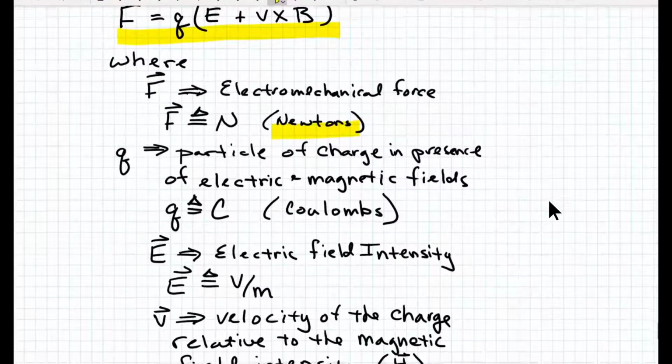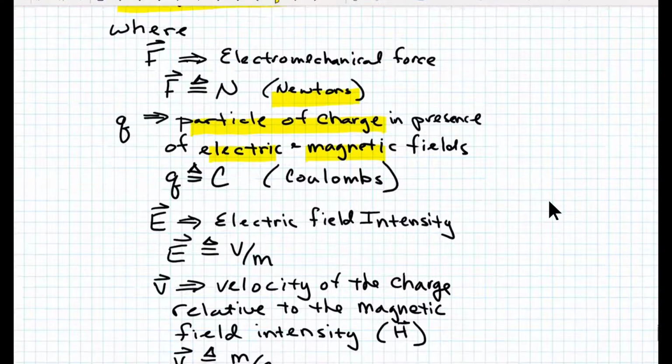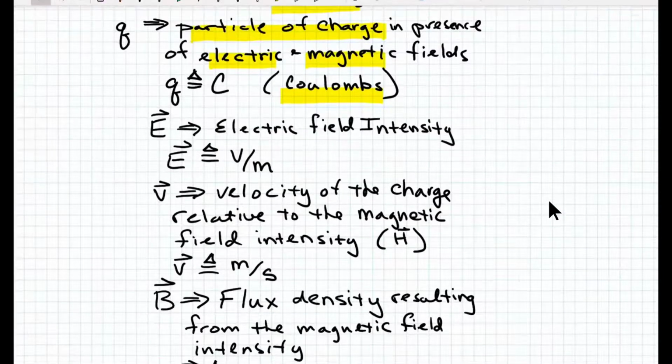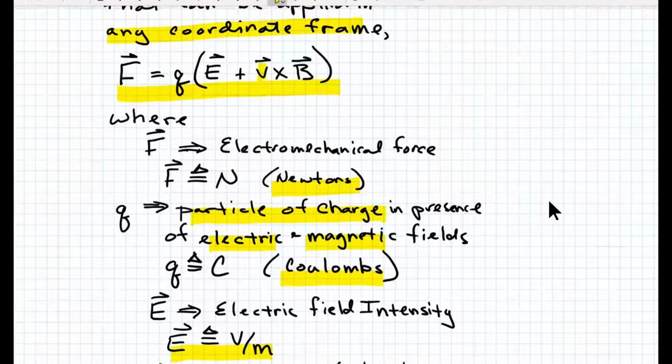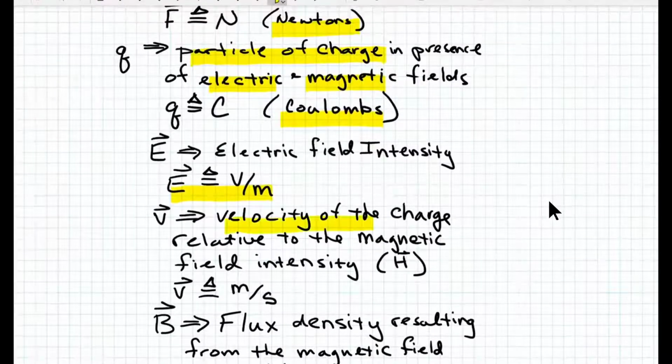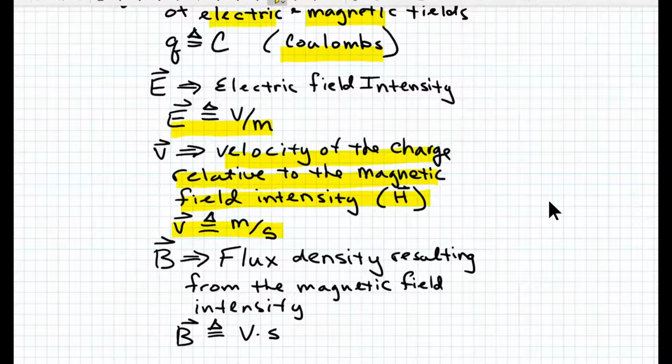The electromagnetic force is equal to this expression here, where Q is a particle of charge in the presence of electric and magnetic fields. It has the units of coulombs. E is the electric field intensity. We've already introduced that before with Faraday's law. It's volts per meter. The V is a new thing here. The V is the velocity of the charge relative to the magnetic field intensity H in this system, and it has the units of meters per second.